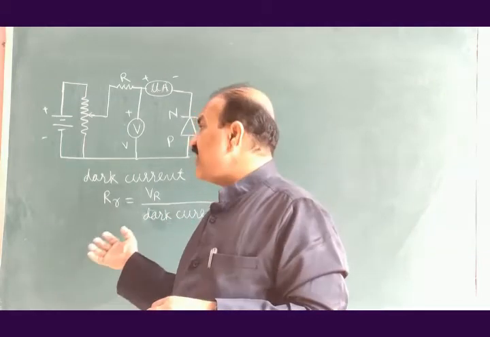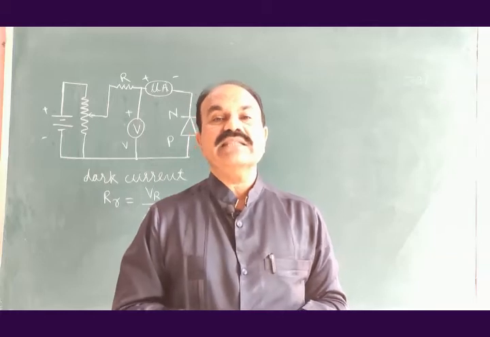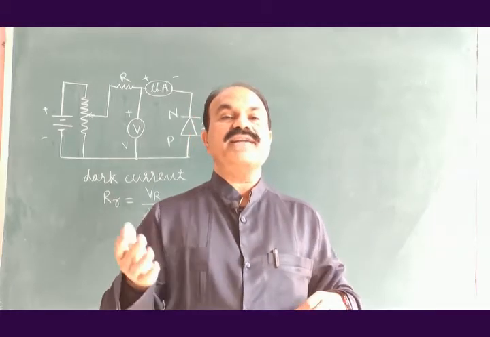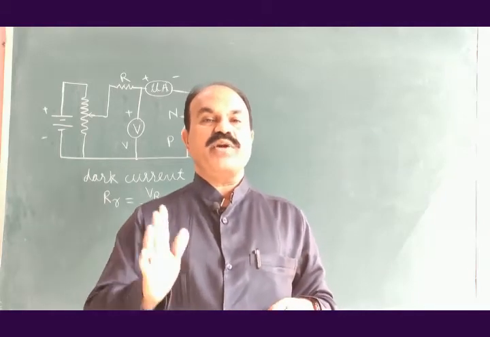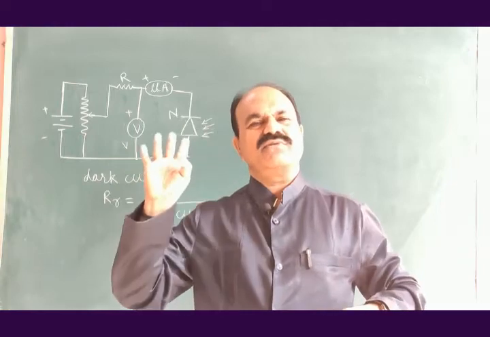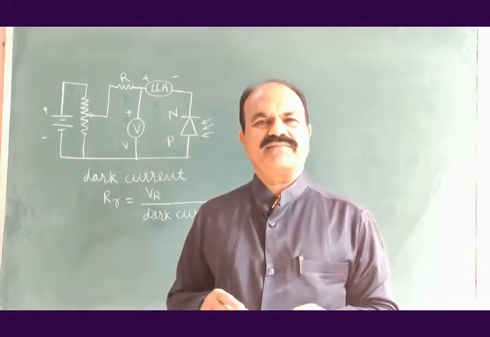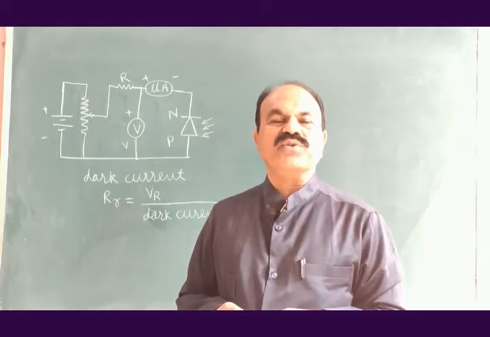Go on increasing the reverse voltage given to the diode in steps of minus 0.2 volt: 0, minus 0.2, minus 0.4, minus 0.6, minus 0.8, minus 1 volt. It is sufficient. And see the current flowing through the photodiode.